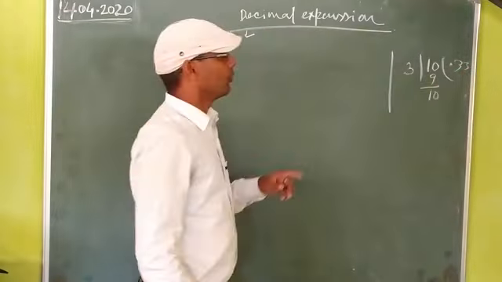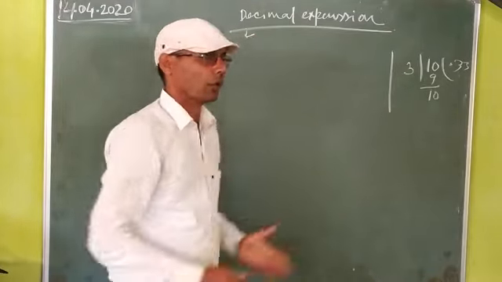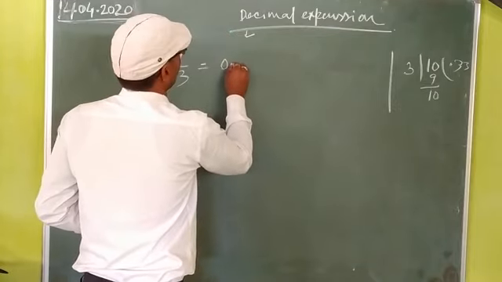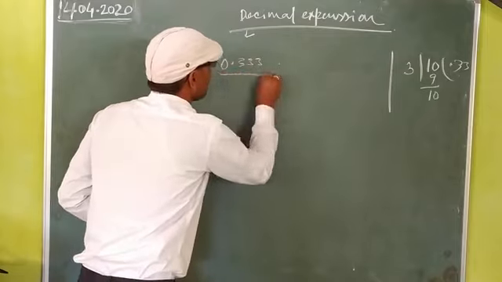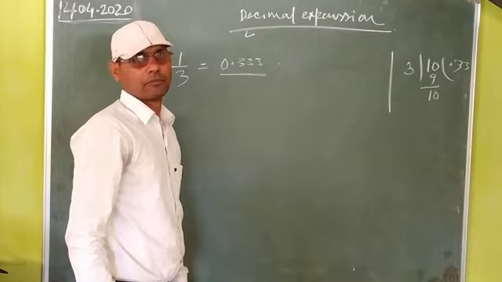What are you looking at? You are looking after the decimal. The 3 is going on, moving, repeating. 0.333 dot. This is non-terminating.